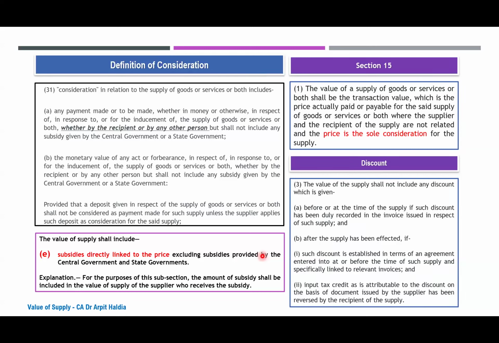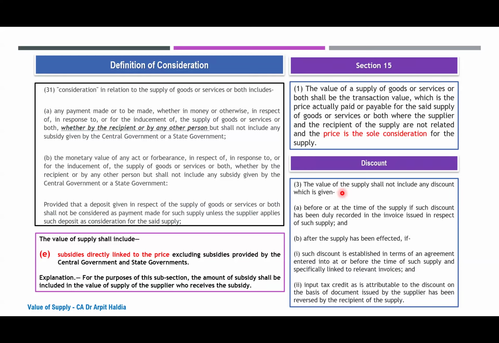Whether the tax should be charged on the entire 5,000, and then 1,000 should be given as a discount, or tax should be charged on the balance 4,000 rupees, 5,000 minus 1,000. Why am I raising this point? Because 15.3a says the value of supply shall not include any discount which is given before or at the time of supply if such discount has been duly recorded in the invoice issued in respect of such supply.